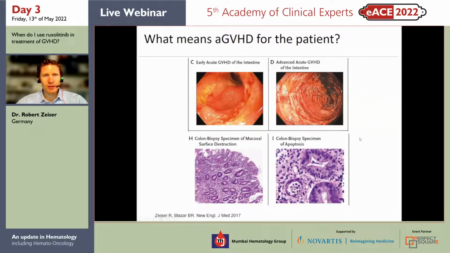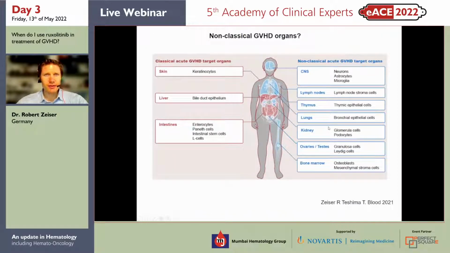When you take a biopsy, you would find infiltration with immune cells, T cells, but also innate immune cells like neutrophils that damage the tissue, and some of those neutrophils you can find in the lumen of the crypt, as you can see here. This is a classical view of graft versus host disease target organs.